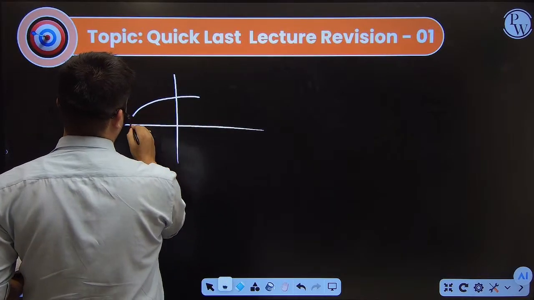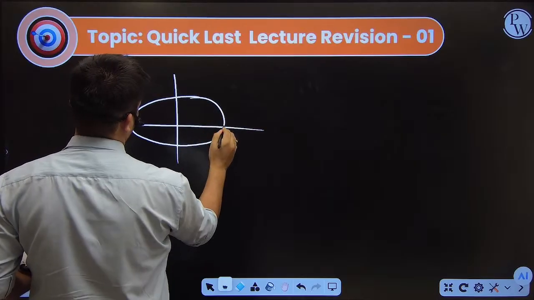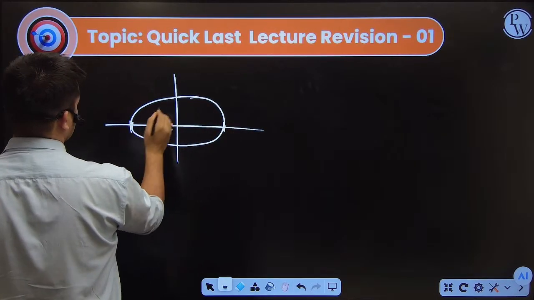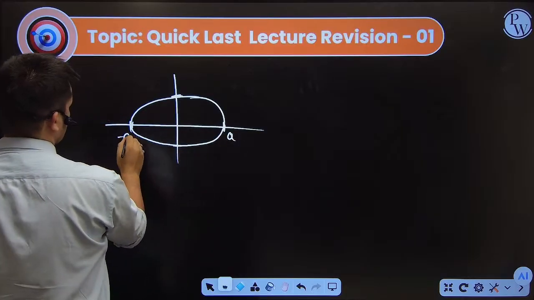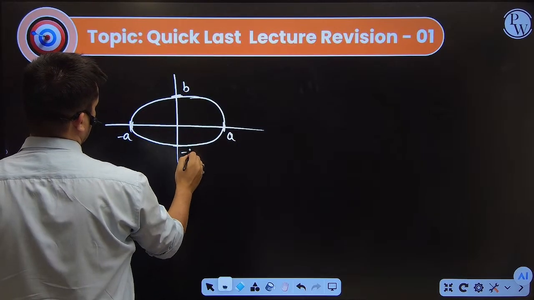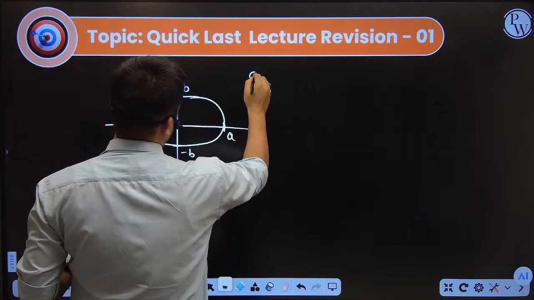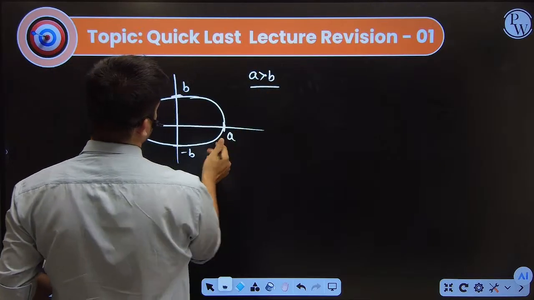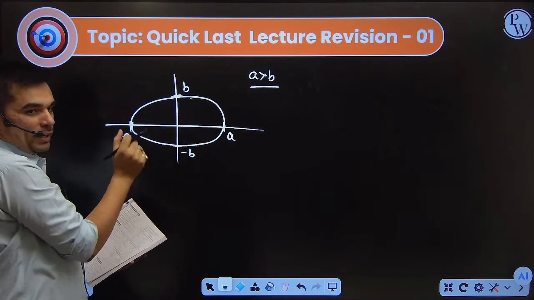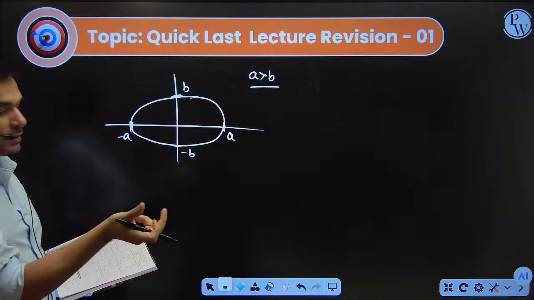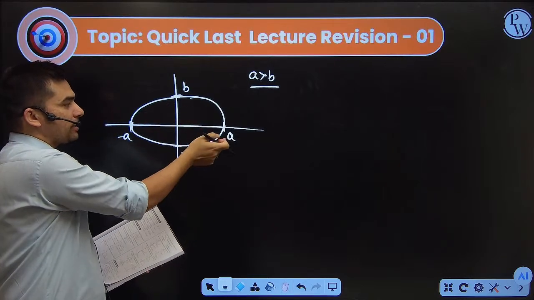This kind of a graph we had got, right? Where the intercepts on the y-axis and x-axis we had known. This is a, this is minus a, b and minus b, right? So if a is greater than b, then in that case you'll be getting a graph like this. I told you that a is the intercept on the y-axis. So if the intercept on the y-axis as seen by you is bigger, that means this a is greater than b.